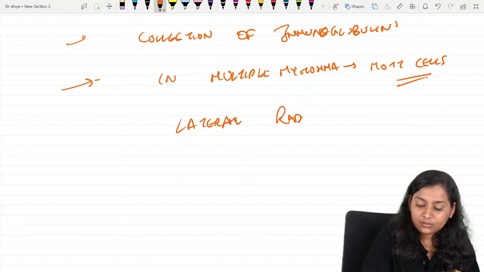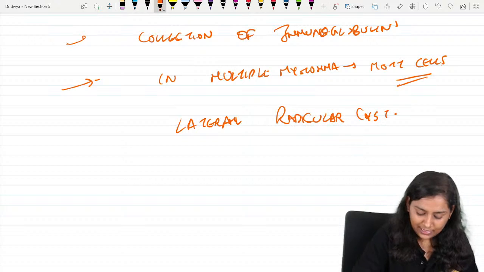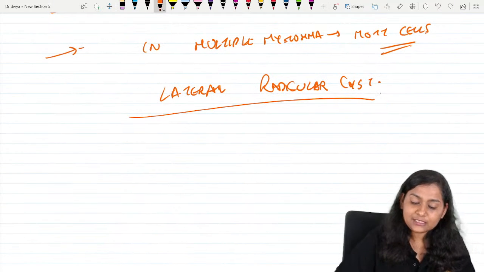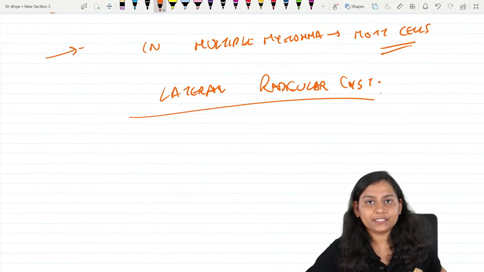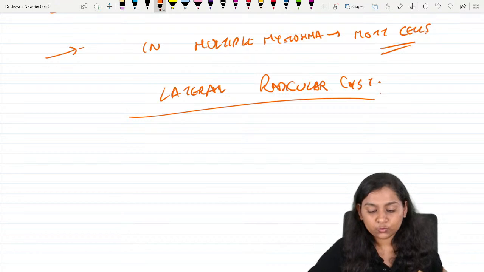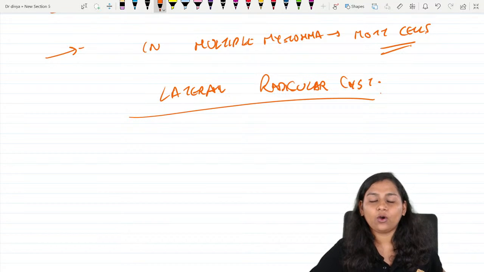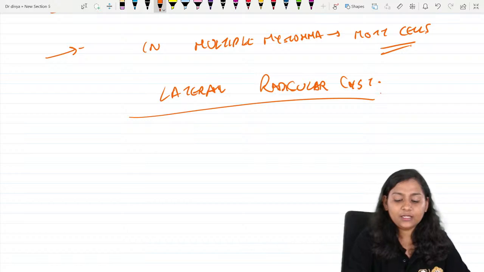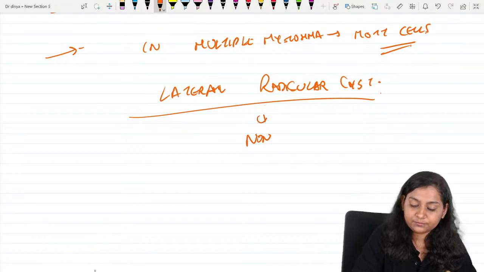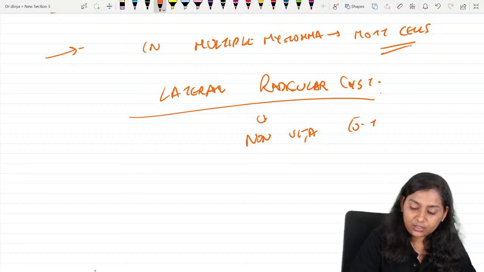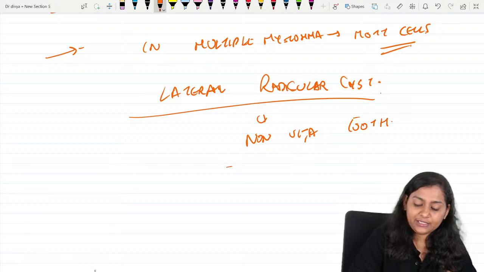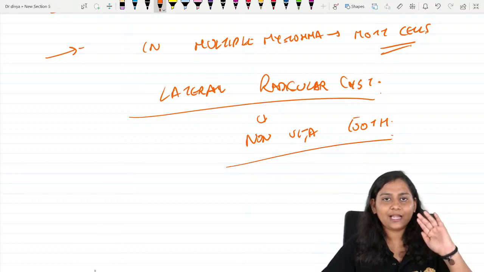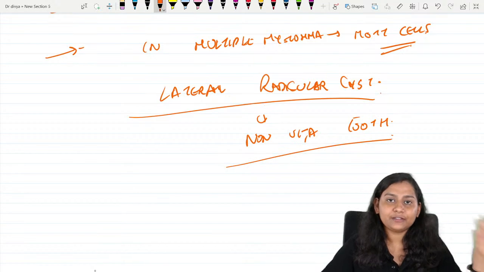Lateral radicular cyst. Now this will always be associated with a non-vital tooth. All the radicular cysts will always be associated with a non-vital tooth. Now this occurs because of the presence of the lateral or the accessory canal. That is why it is present lateral to the tooth.